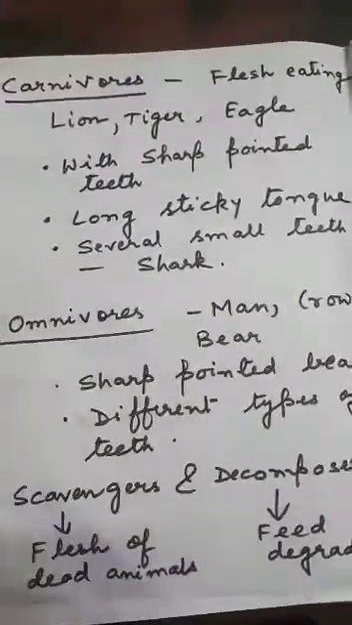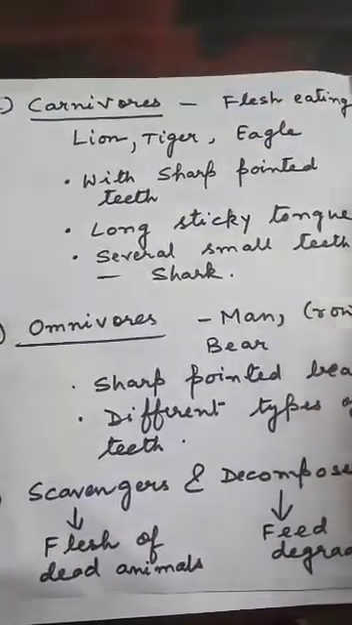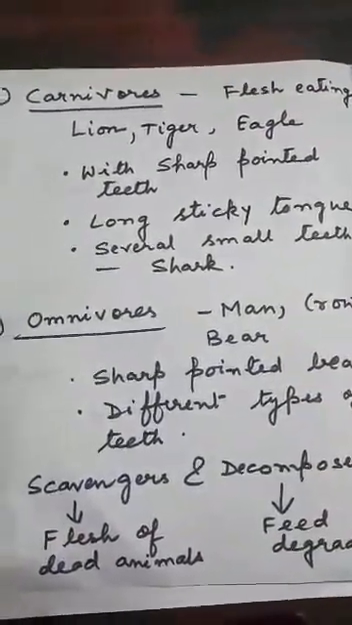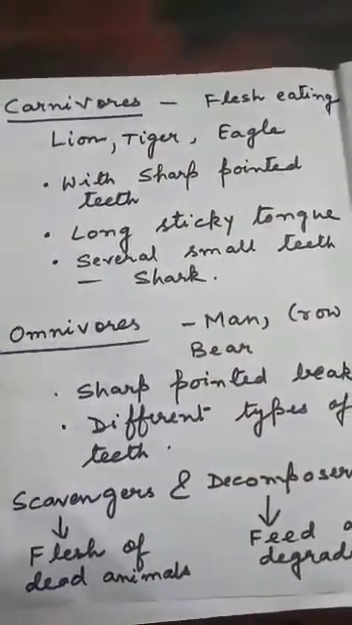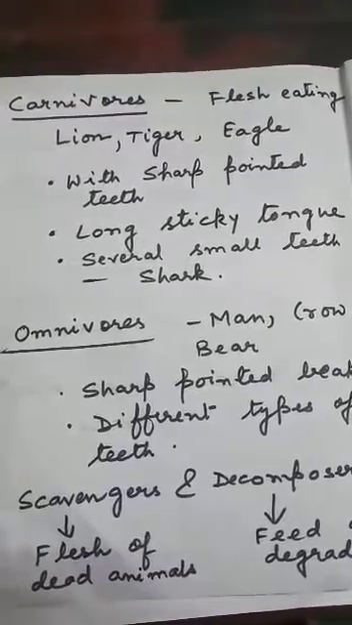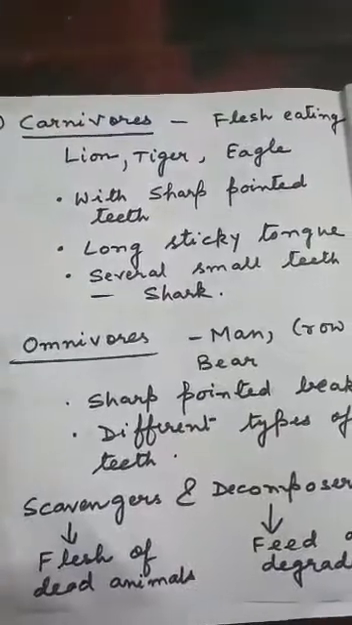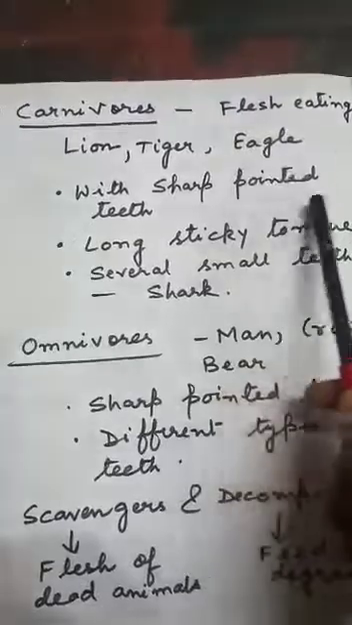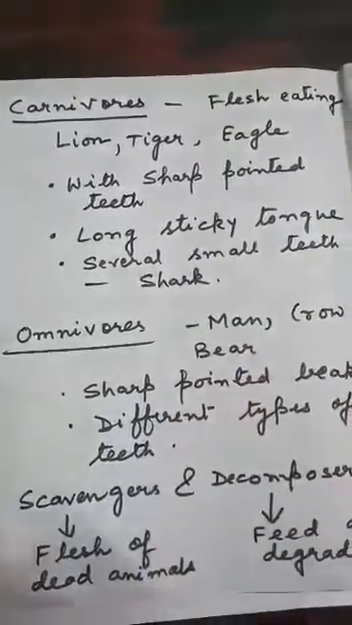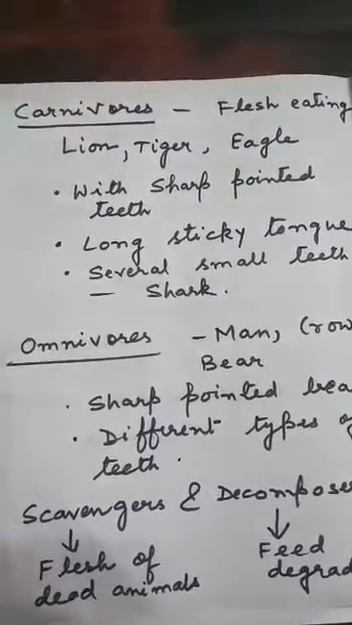Okay. The next category is called the carnivores. Carnivores are those animals that are called the flesh-eating animals. That means they eat the flesh of other animals. For example, lion, tiger, eagle. And what is the special feature they will have? The most important feature is the sharp pointed teeth. They need to tear the flesh. So for tearing the flesh, they need what? Sharp pointed teeth. All the carnivores will have sharp pointed teeth so that they can tear and bite the flesh of other animals.